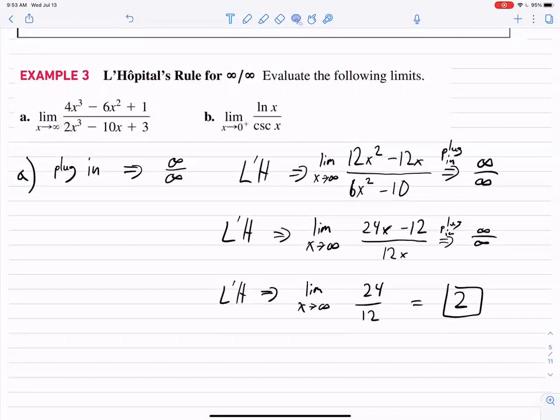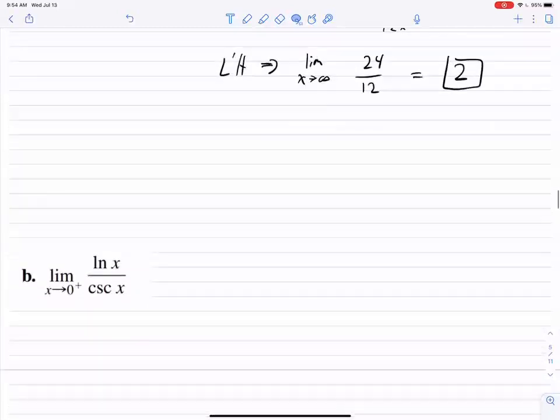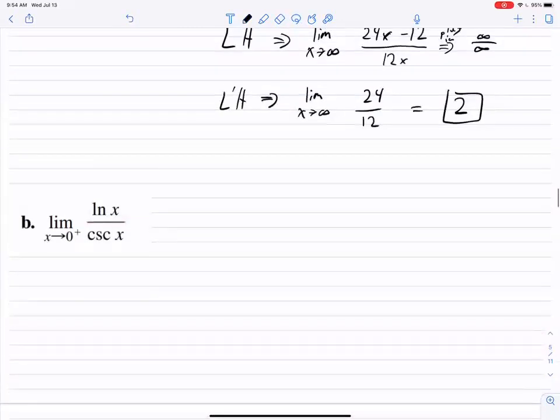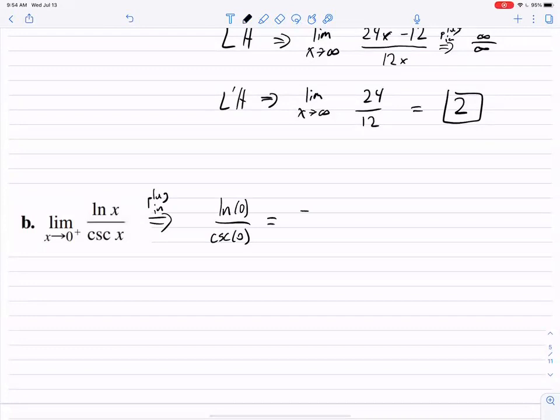Now let's try this one. This one's actually pretty interesting. So let me bring it up here. For this one, if you try plugging in, what happens is you get ln of 0 over cosecant of 0. ln of 0 is negative infinity. Cosecant of 0, so cosecant is 1 over sine, so 1 over sine of 0. And so sine of 0 is 0, and so this is going to be negative infinity over infinity, which is indeterminate. We don't know what that is.